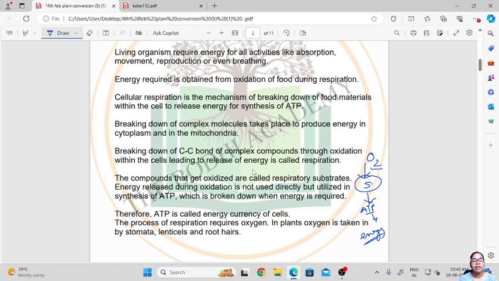Therefore ATP is called the energy currency of the cell. The process of respiration requires oxygen, and in plants oxygen is taken in by stomata, lenticels and root hairs. In plants there is no respiratory system such as human beings have, which consists of nostrils, then the trachea, then your lungs, and this is how respiration happens in human beings. But plants do not have lungs or nostrils; they have stomata, lenticels and root hairs which help in the exchange of gases for the process of respiration in plants.